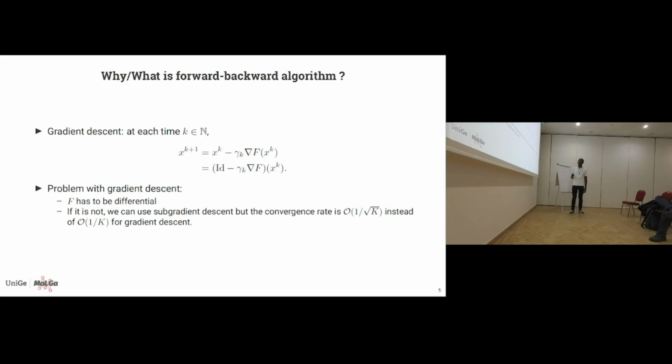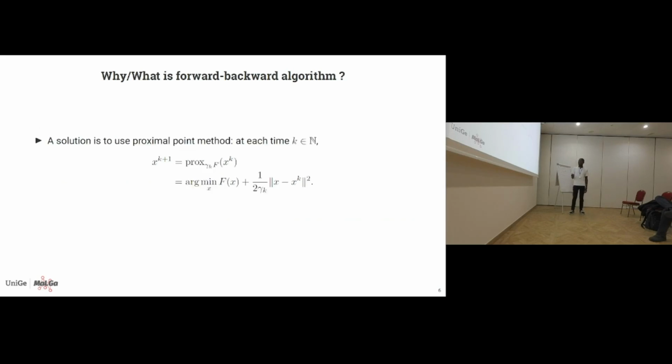The solution people came up with, I don't know when, is to use the proximal point. The prox is defined as the argmin of the function, where you also want to be close to your previous step. This forces you to be close to your previous step. And this converges at rate 1 over k, in the setting of gradient descent with the same step size.